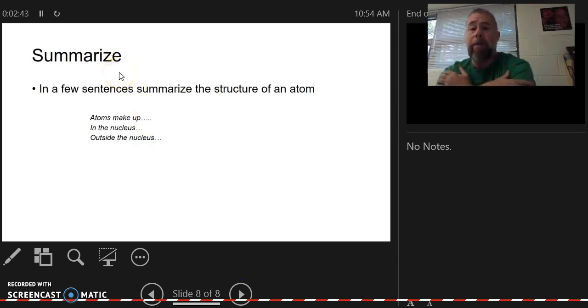Summarize. So this is the bottom of your notes. Summarize. First line, atoms make up what? What do they make up? So in class, we've talked about this. Is there anything that you know that's not made up of atoms?